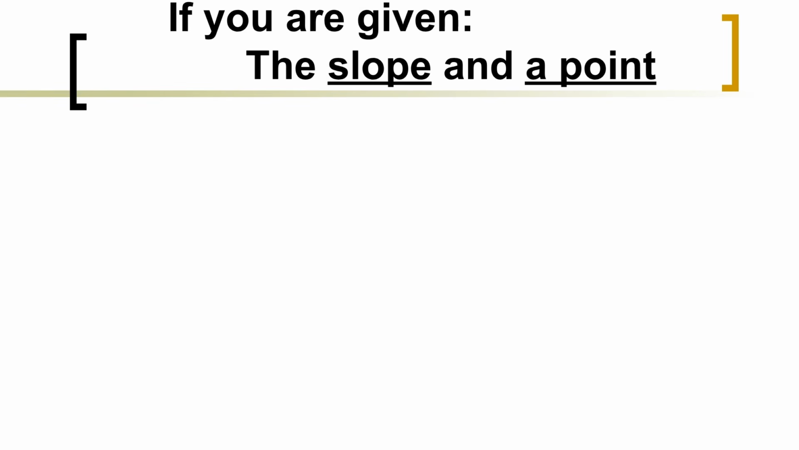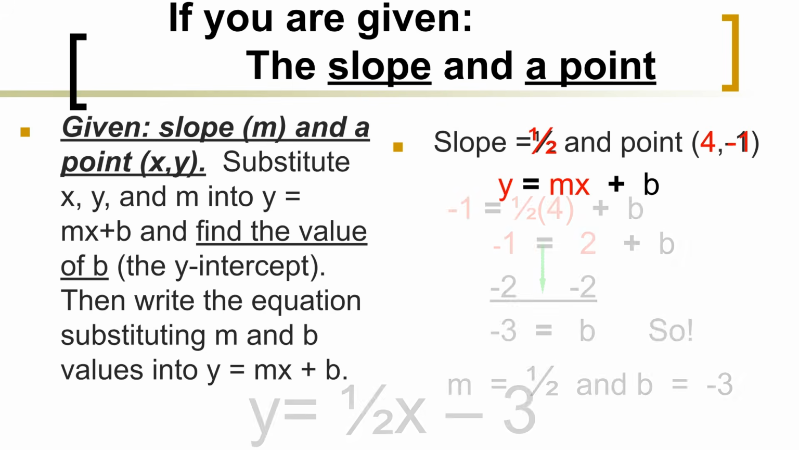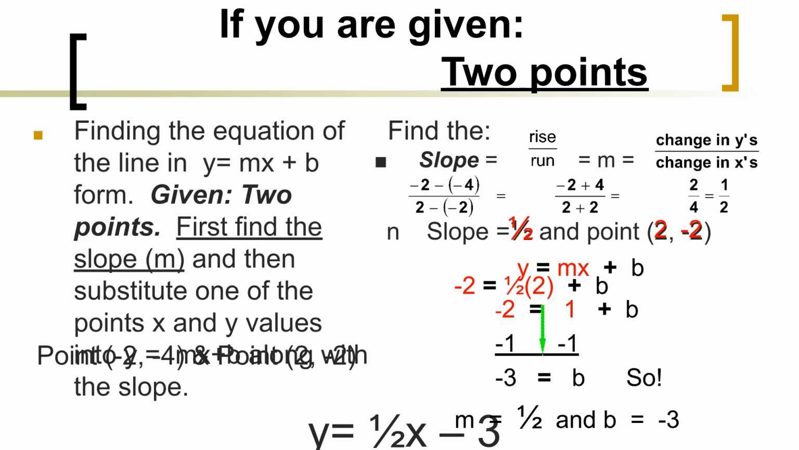When given the slope and a point, you can use the point-slope form, y minus y1 equals m times the quantity x minus x1. Substituting the values allows you to derive the final equation. Alternatively, given the slope and a point, you can substitute x, y, and m into y equals mx plus b to find b, the y-intercept. Once b is found, you write the final equation.